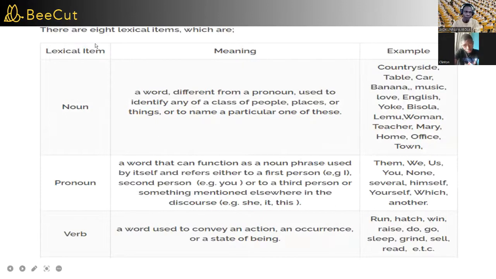Okay, now we are talking about lexical items. There are 8 lexical items. Those are the parts of speech. Generally, we say parts of speech, but they are called lexical items.